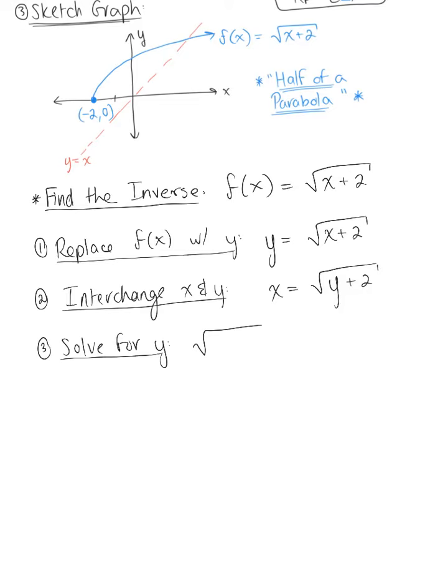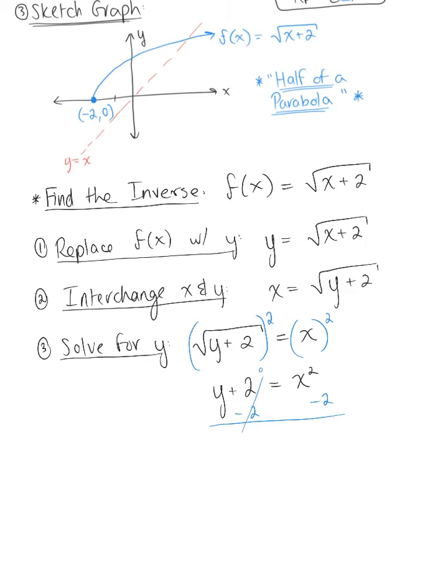So I'm just going to rewrite my expression here. The square root of y plus 2 is equal to x. So to solve for y, we remove the square root by squaring both sides of the expression. The square and the square root undo the effects of each other, leaving us with y plus 2 is equal to x squared. And to isolate y, we subtract 2 from both sides.